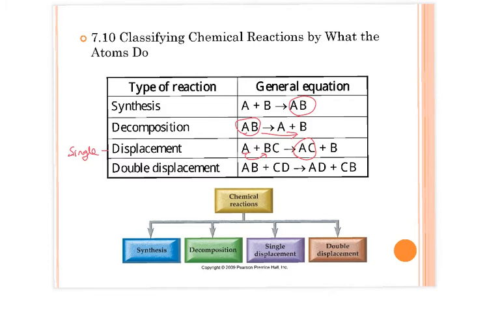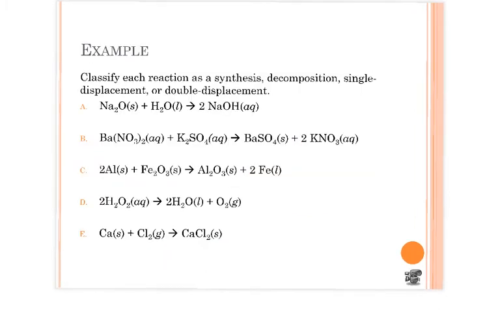Double displacement is what we've seen for precipitation reactions, where we have a swap. So A will go with D on the outside and B will go with C on the inside. So outside cation and anion combine, and inside cation and anion combine. Let's go ahead and do an example.